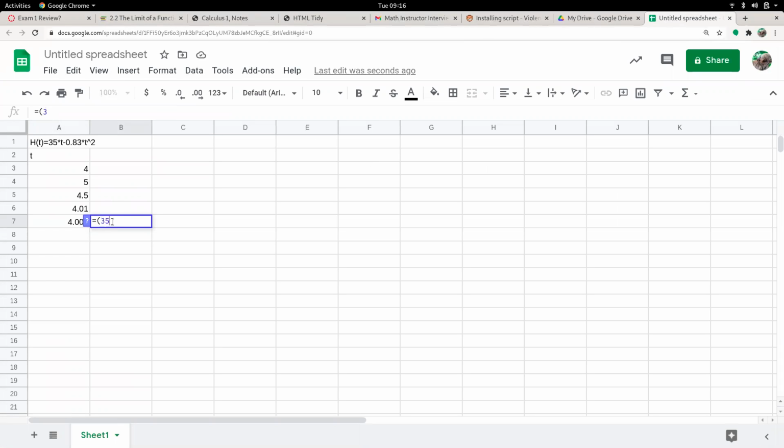I got 35 times this value of t minus 0.83 times this value of t raised to the second power. And actually, let's do it an easier way. Let's calculate the heights for each of these. That'll make it easier. And then we'll have another column for slope.